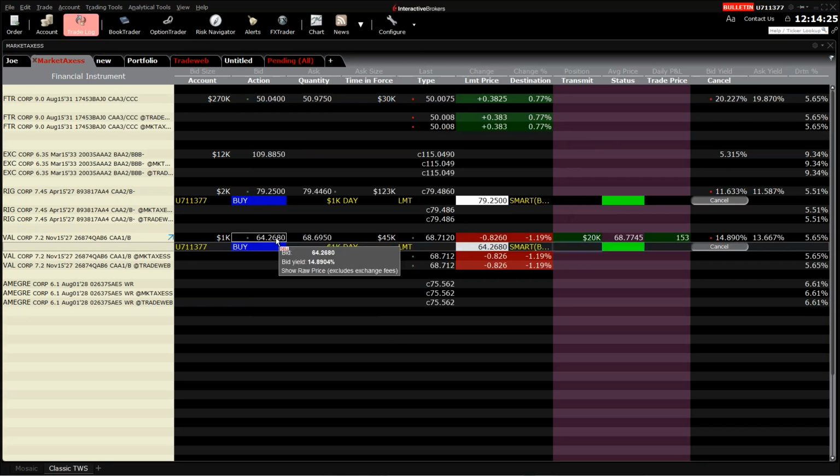And that shows up here. That's my bid. So if you're looking to buy at a specific price and you're not getting the price you're looking for from MarketAxess or TradeWeb via an RFQ, you can use the central limit order book and put in your limit price.